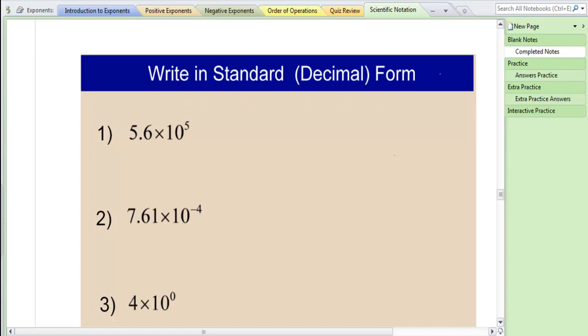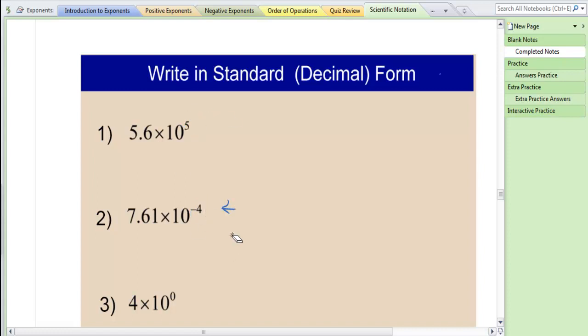So just keep in mind what the exponent on our 10 represents. It represents how many places we moved the decimal. And keep in mind what a positive versus a negative exponent represents. A positive exponent means this was a big number that we've made smaller. A negative exponent means it was a small number that we've made bigger.